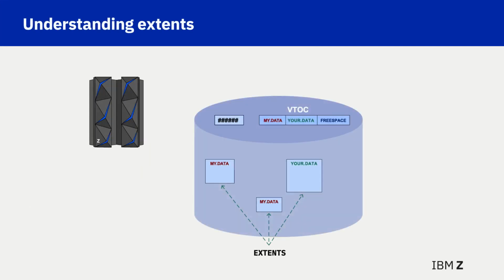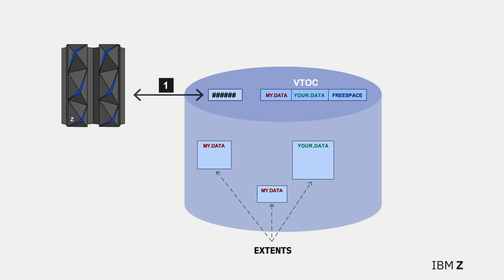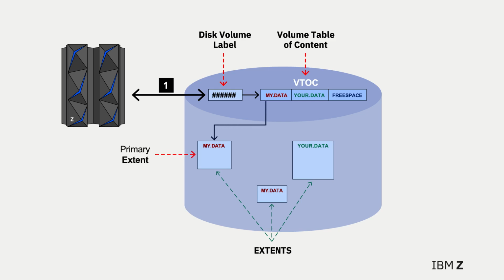Starting in the upper left of the chart, an IBM Z has fiber optic channel connections to disk storage controllers with disk storage devices. The IBM Z z/OS operating system is aware of available disk volume labels and respective disk device address. The disk volume label knows the location of the disk storage volume table of contents, VTOC. The VTOC maintains a table of the dataset names and free space on the disk storage device. In the case of dataset name my.data, the VTOC knows the starting and ending location of the primary extent.